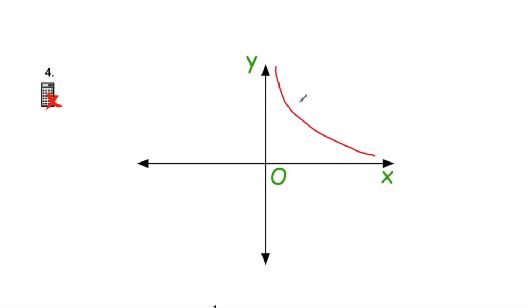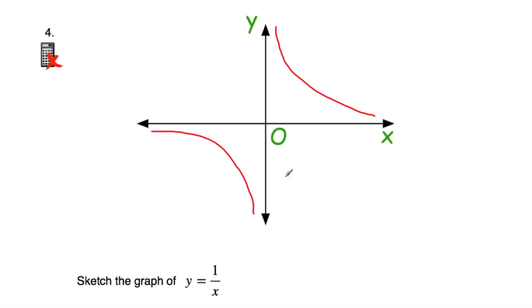So that's the right-hand side of the graph for positive values of x, and then for negative values of x, it would look like that. Because remember, if we do 1 divided by a positive number, we get a positive, and if we do 1 divided by a negative, we get a negative answer. So the graph would look like that, and that's the shape of the graph. That's the reciprocal graph, the 1 over x graph.